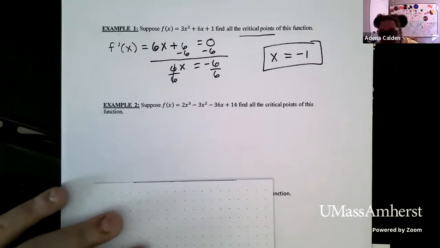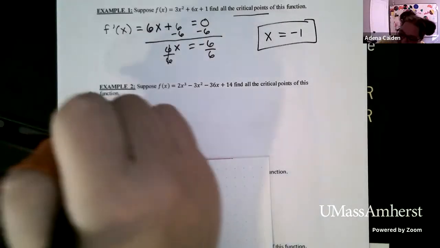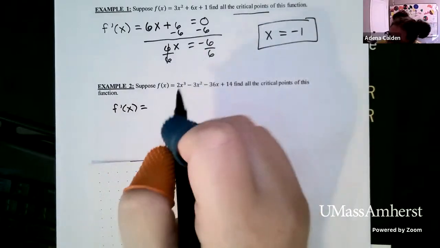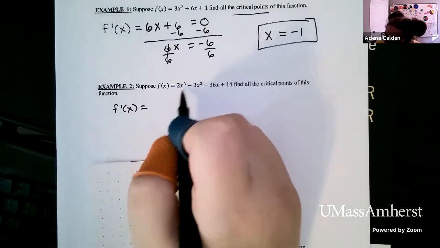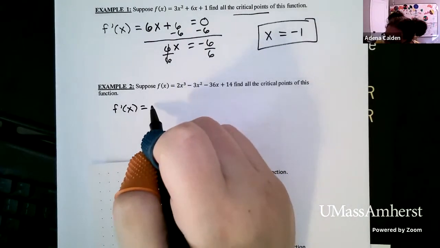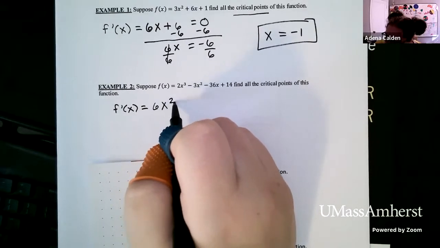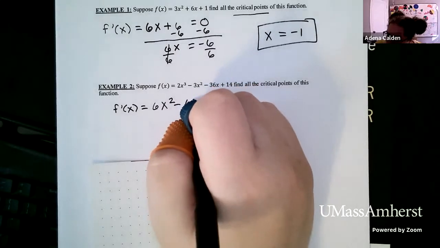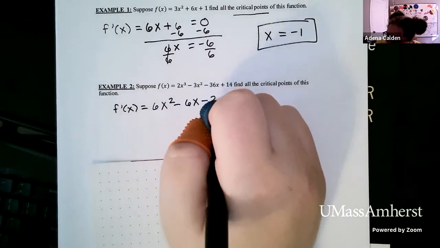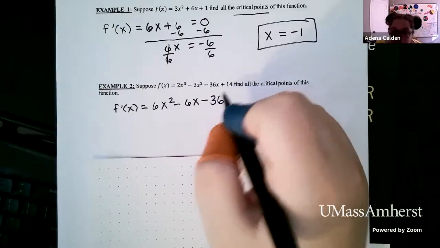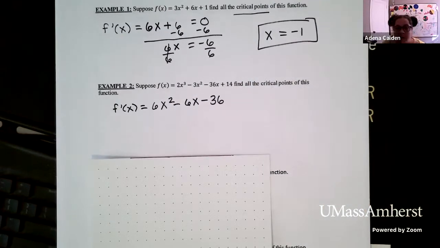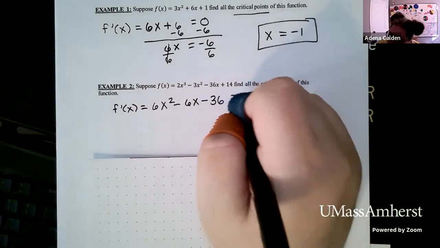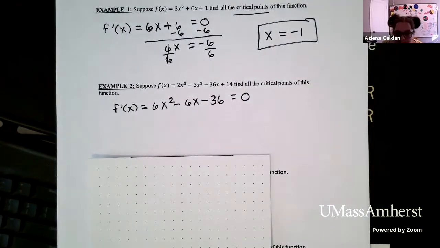Okay, let's look at example 2. Again, we're going to start off by finding the first derivative. Here we had 2x cubed. When we take the derivative, the 3 comes down to multiply the 2. You get 6x squared minus 6x minus 36. And then the derivative of 14 is 0 because 14 is a constant. So we want to know, when does that equal 0?